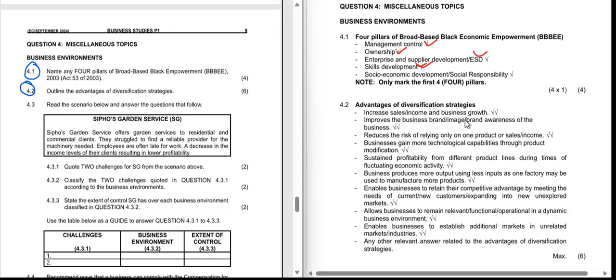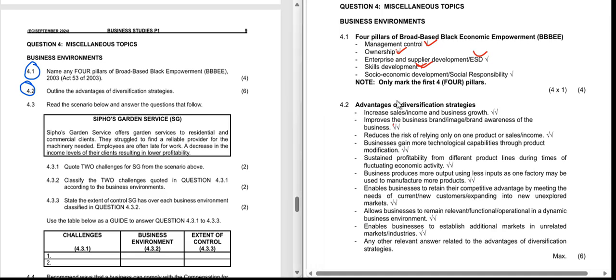So what are the advantages of doing that? Let's say you were producing electronic gadgets and then you start to move on to clothes. You're now producing clothes. What are the advantages of doing that? The first one is you're going to increase your sales. There's going to be an increase in income and your business is going to grow because you now have different things that you're producing. It also improves the business's brand image or brand awareness of the business. A lot of people are going to know about you because you now produce a lot of things.